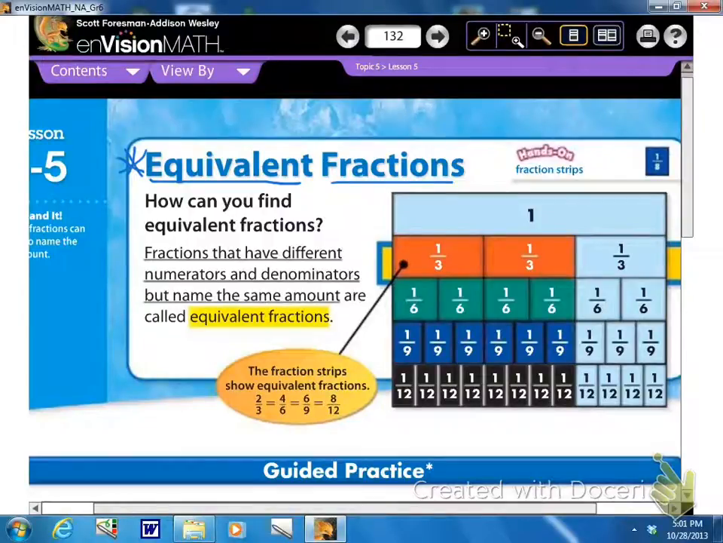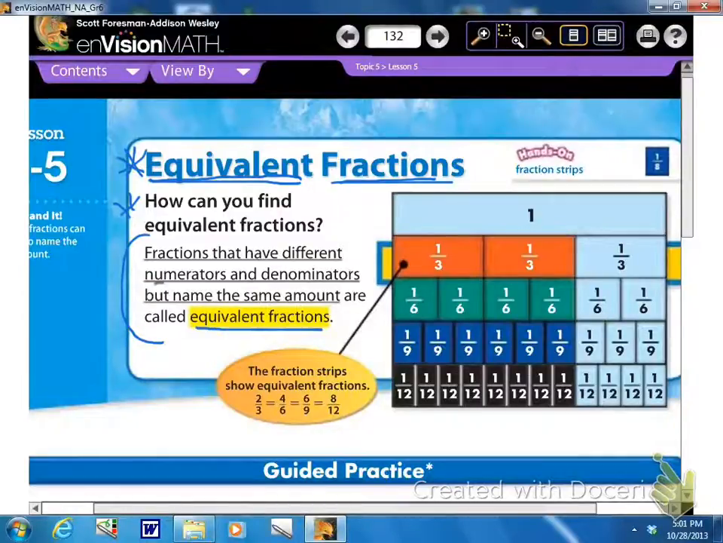Okay, today we're looking at lesson 5-5 on page 132, equivalent fractions. So we're trying to find equal fractions. How can you find equivalent fractions? Fractions that have different numerators and denominators but name the same amount are called equivalent fractions.